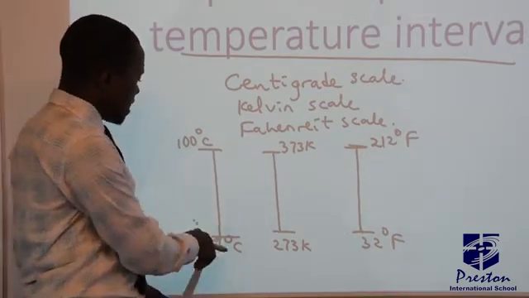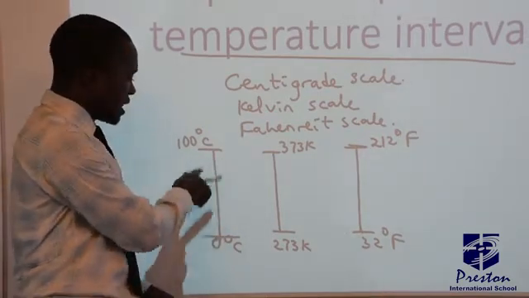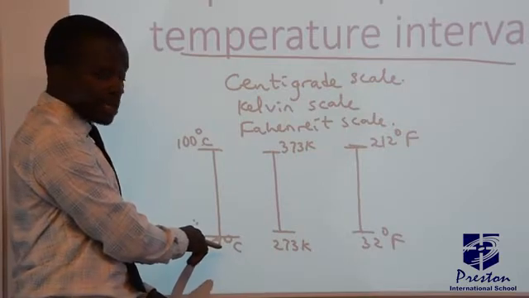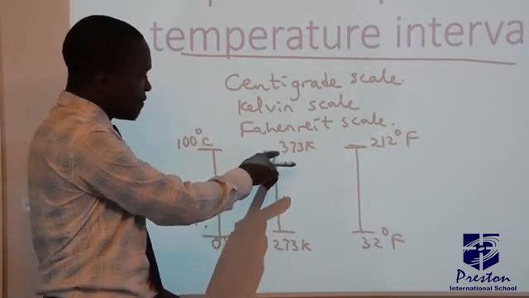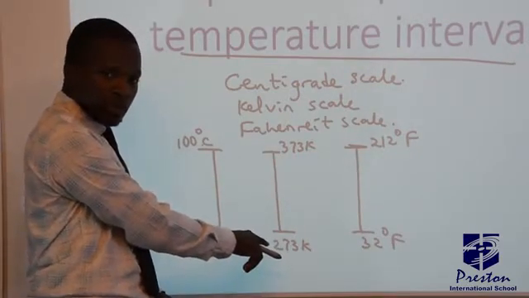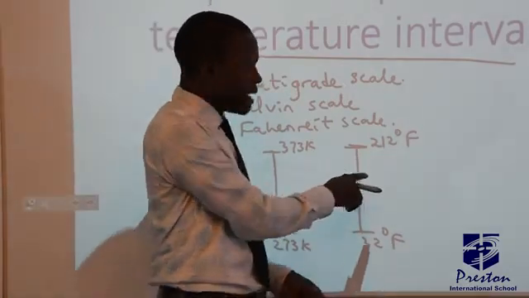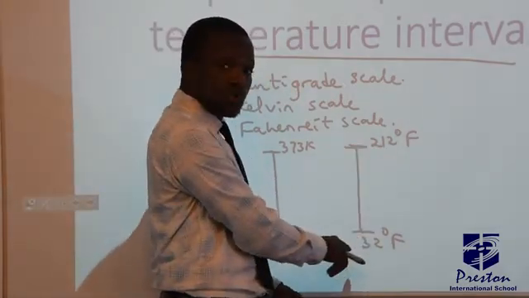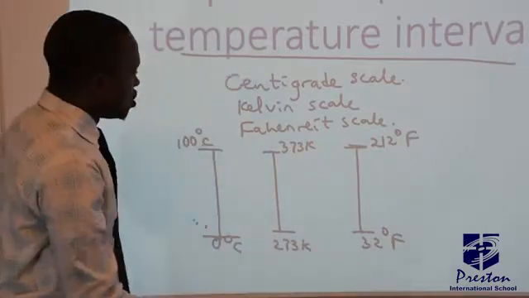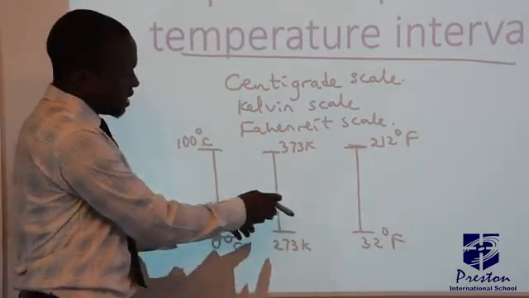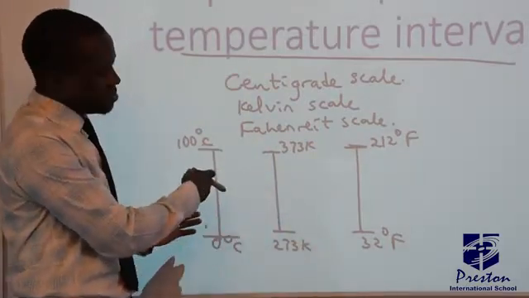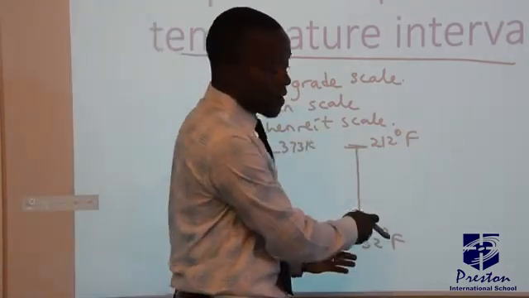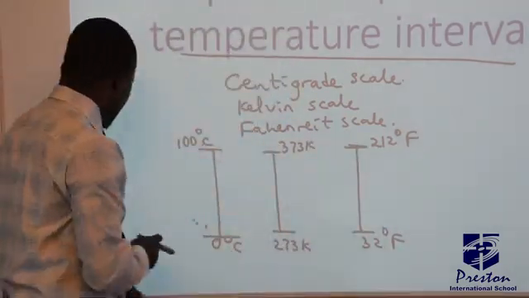For the centigrade scale, the temperature interval is 100 minus 0, that is 100. Then for the Kelvin scale, we have 373 minus 273, that's also 100. But for the degree Fahrenheit scale, we have 212 minus 32, which gives us 180. So you can see that the centigrade and Kelvin scales have the same temperature interval, but the Fahrenheit scale is different from the two of them.